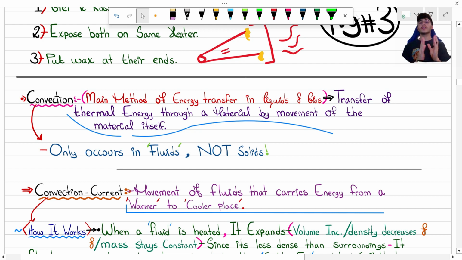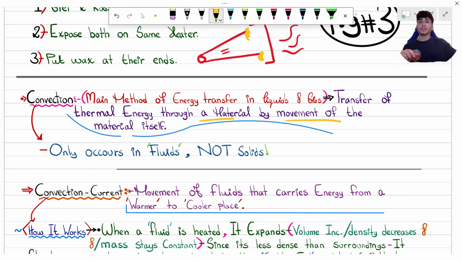Convection is the main method of energy transfer in fluids, liquids, and gases. Like conduction was for solids, but it didn't apply so well in fluids. This one is mainly for fluids and does not apply so well to solids. So this one transfers thermal energy through a material by movement of the material itself. In conduction, the material is still, nothing is happening to the material, but we're applying heat and the particles are moving atom to atom to atom to transfer energy. In convection, we're going to make the material itself move to transfer energy.